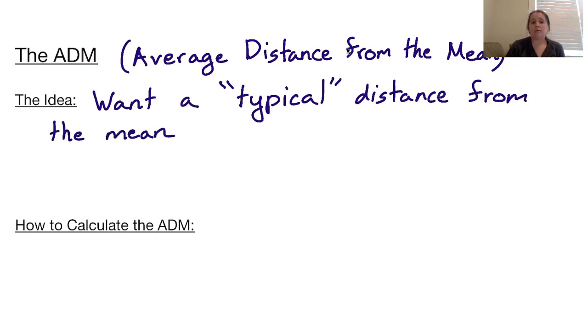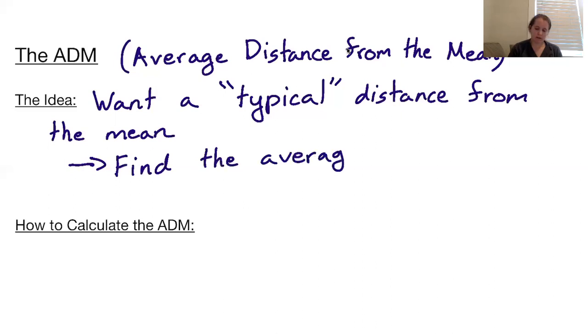And the easiest way for us to come up with what we consider to be typical is to simply find the average. So we will find the average. Find the average distance.